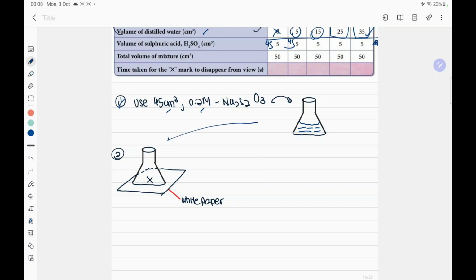And then, okay, you put the conical flask with this solution in the middle on top of this A4 white paper, or any kind of white paper with one X cross in the middle. You put it on top, and at that time you can still see the X cross because nothing has formed yet. It's just one solution. So the third step is that we are going to pour 5 cm cube of 1 molar sulfuric acid into this conical flask.